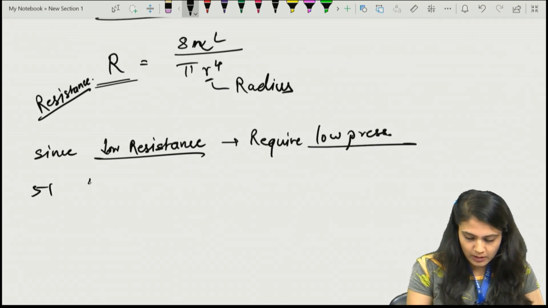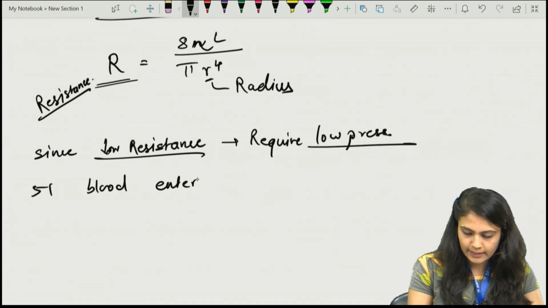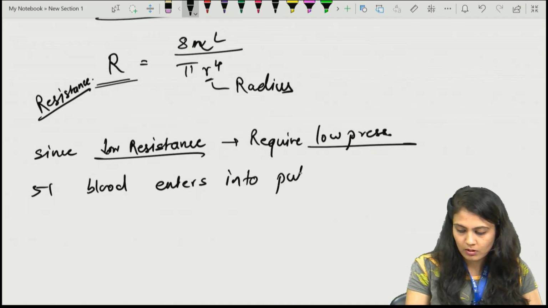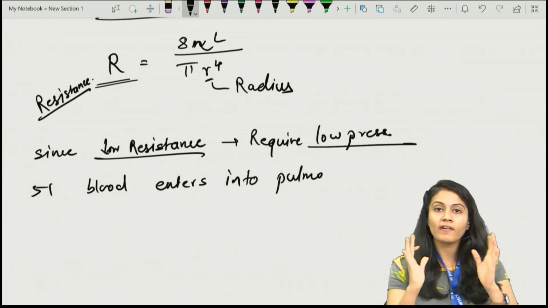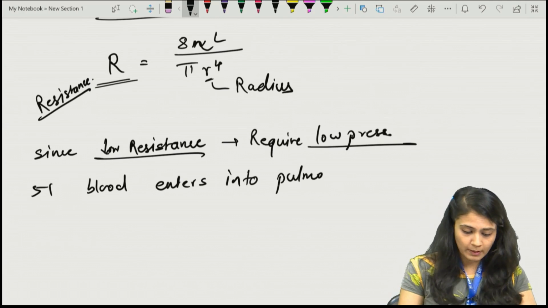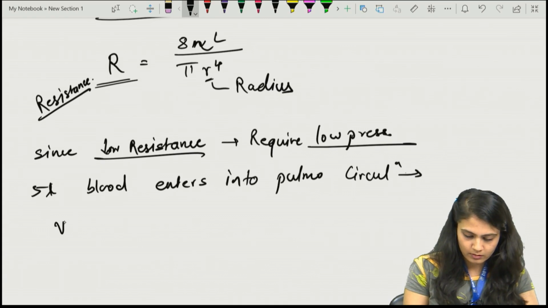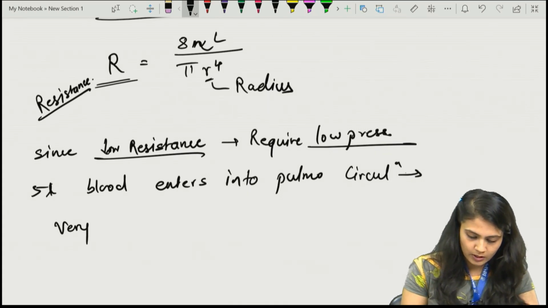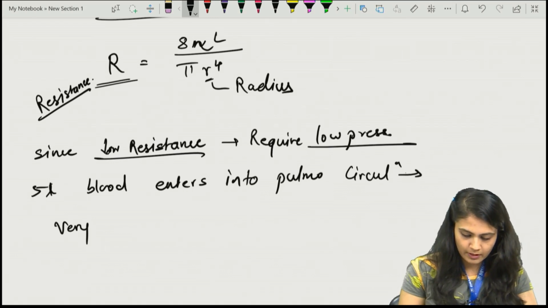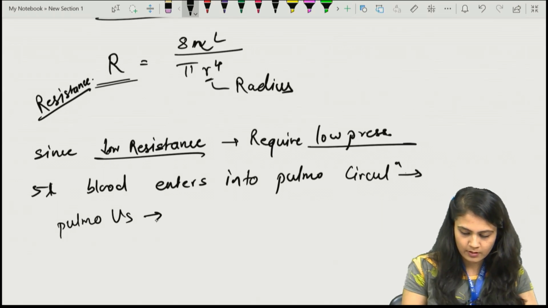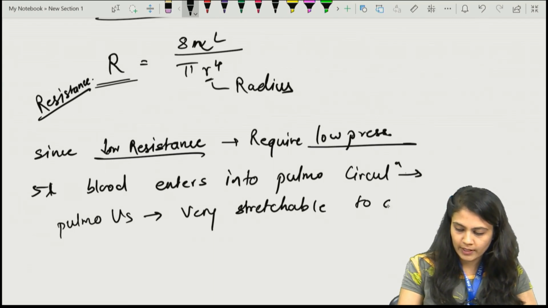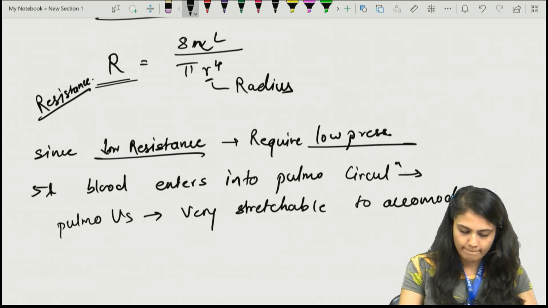So 5 liters of blood enters into pulmonary circulation. Then how does it accommodate the whole 5 liters? Because it has stretchability. In the pulmonary circulation, the pulmonary vessels are very stretchable to accommodate this 5 liters of blood.